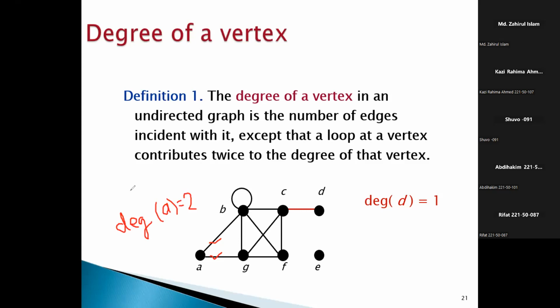So it means in any graph, if you need to calculate the degree, you need to consider how many lines are connected with it, except the loop. Always consider the loop degree is 2. The degree of a loop is 2. So, can anyone tell me the degree of the node B?